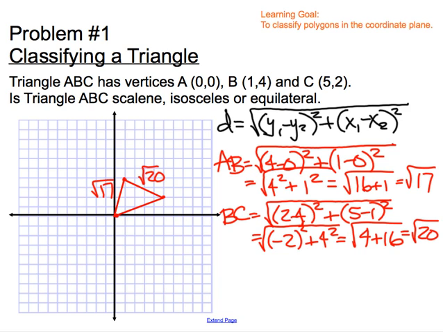Since the distance from A to B is different than the distance from B to C, we can eliminate the possibility that this triangle is equilateral. Once we find the distance from A to C, we can confirm whether or not this triangle is isosceles or scalene. To find that distance, we take 2 minus 0 squared and add to that 5 minus 0 squared.